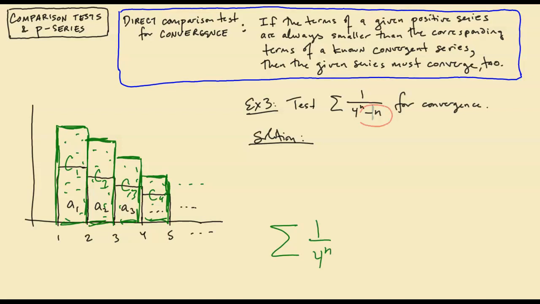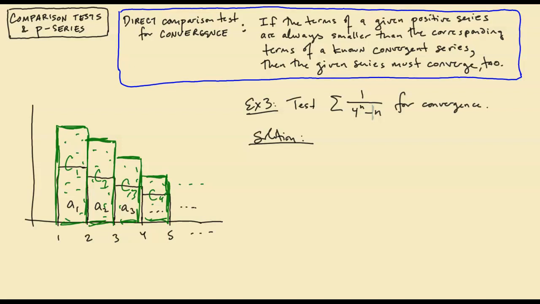When we subtract n, we're subtracting a natural number from the denominator. We're making the denominator smaller, which makes the whole fraction bigger. So our given series has terms that aren't trapped below the terms of the known convergent series. They're riding up above it, which means that the direct comparison test for convergence does not help us in this case. So what do we do?